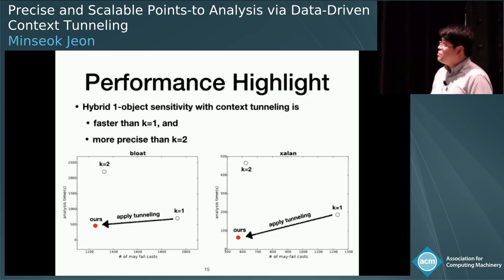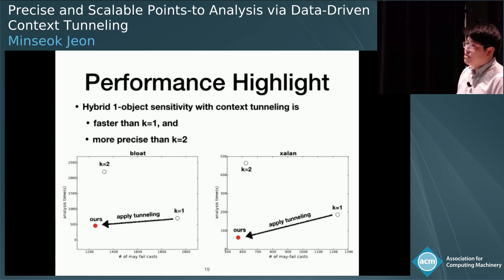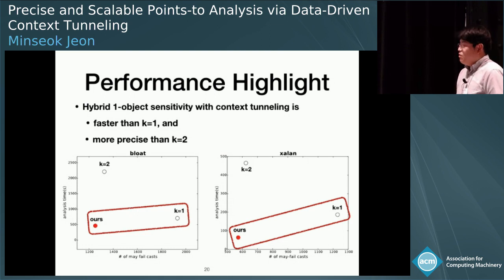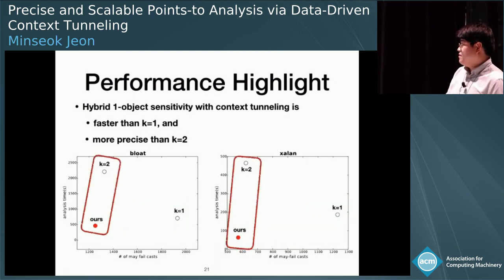This slide shows a performance highlight. We applied our tunneling heuristic to hybrid one-object-sensitive analysis. In these graphs, the x-axis denotes the number of alarms, and the y-axis denotes time elapsed. For both axes, the lower is the better. With our tunneling heuristic, hybrid one-object-sensitive analysis becomes faster than the original and becomes more precise than two-hybrid-object-sensitive analysis, which is very expensive.